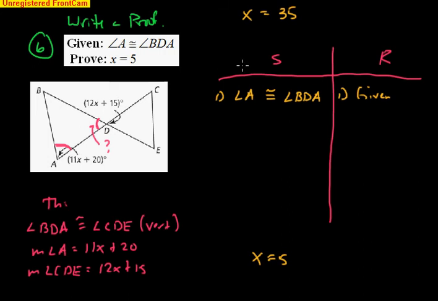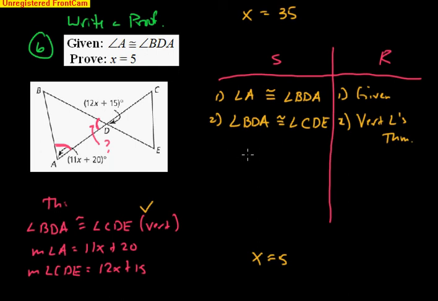So what I would do is stick with congruence. We know that angle A is congruent to angle BDA. Let's use this thought next. Angle BDA is congruent to angle CDE. We know that again because they're vertical angles, and by the vertical angles theorem, vertical angles are congruent. Vertical angles theorem. So I use that thought.